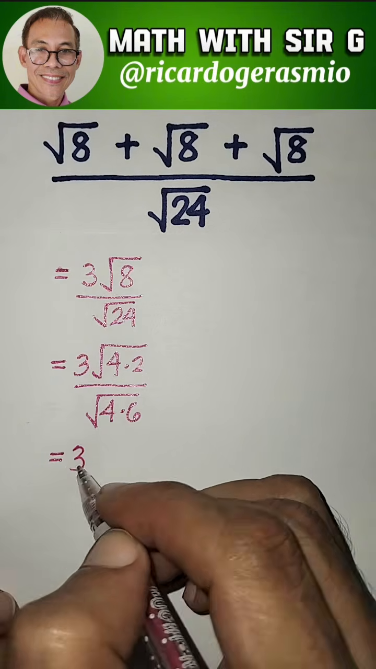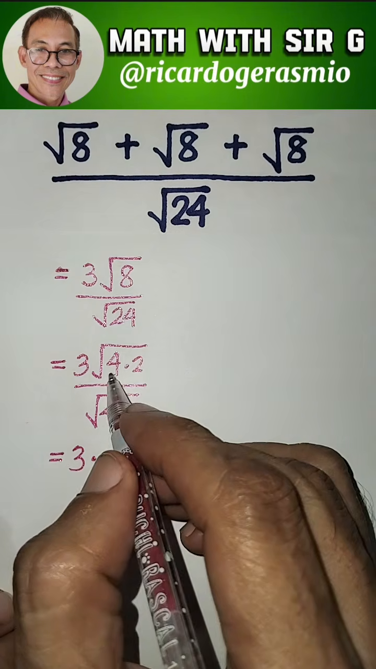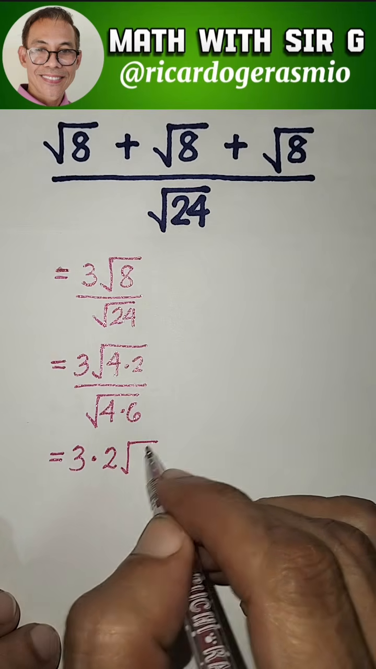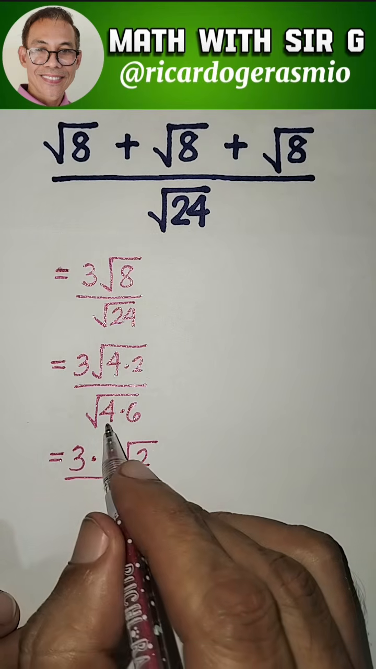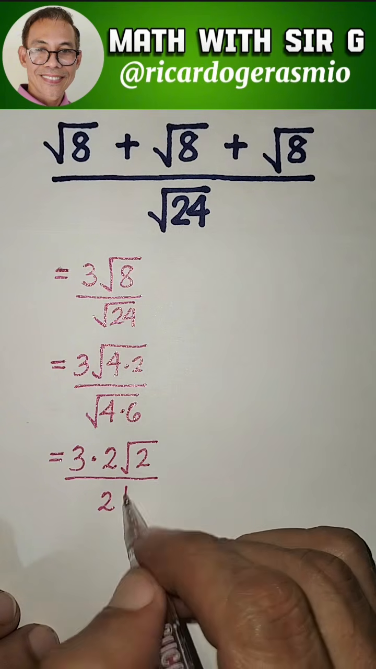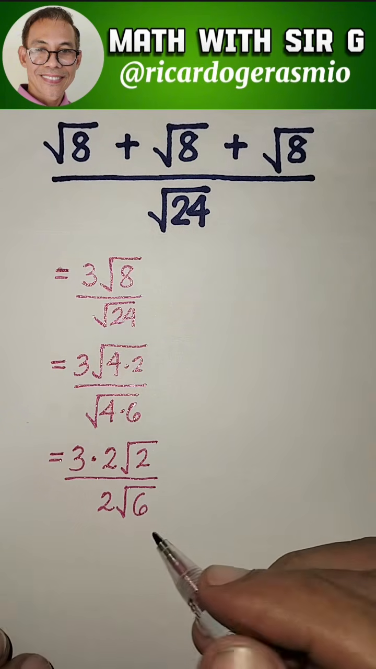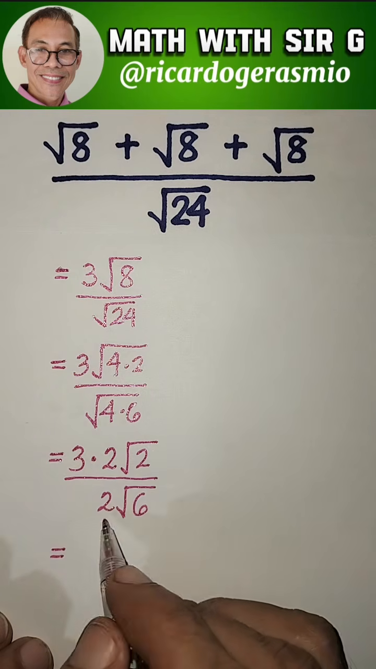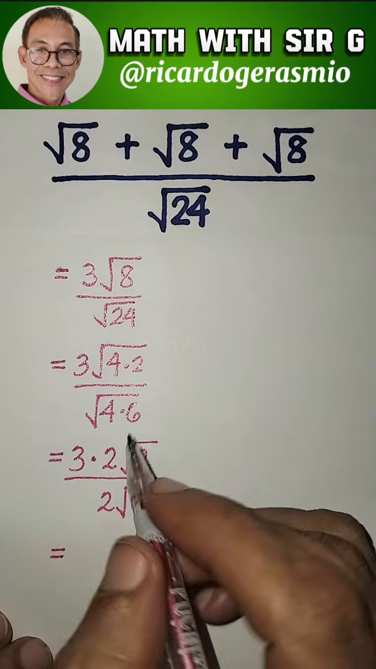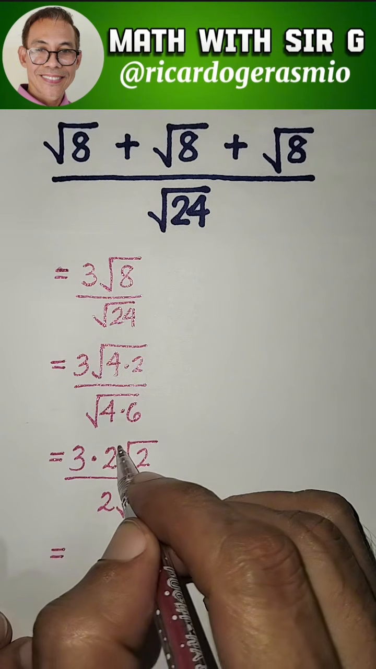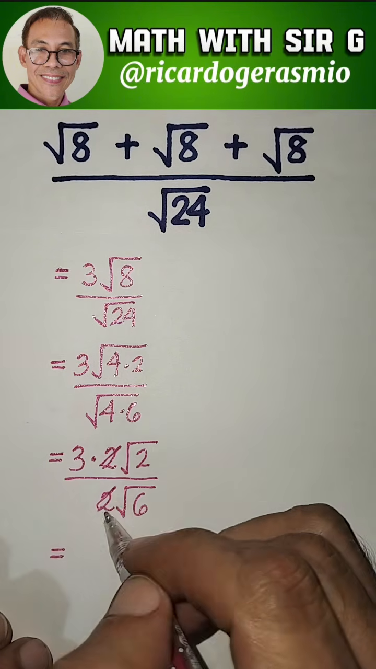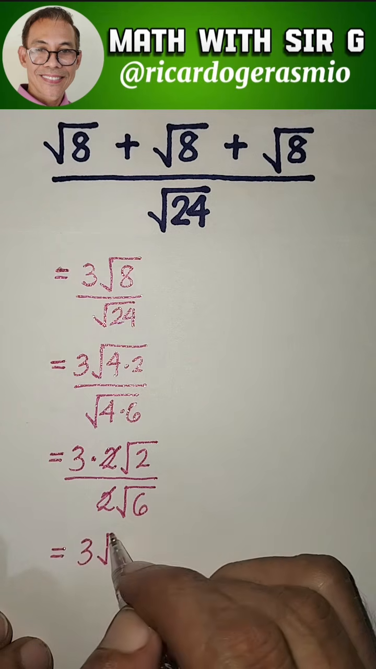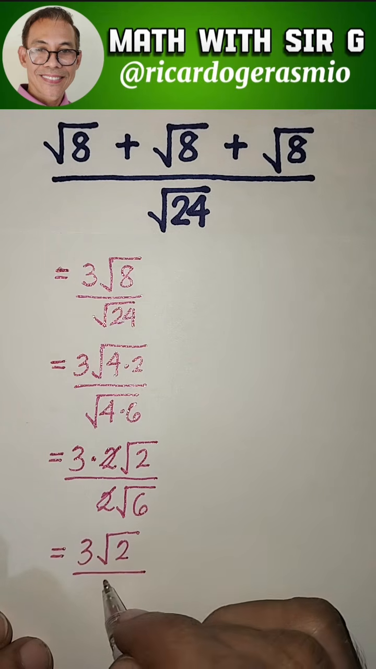So copy 3 and then times the square root of 4, which is 2, and then square root of 2, over the square root of 4, which is 2, then square root of 6. Okay guys, so next let's multiply. 3 times 2 is 6, then over 2. So 6 divided by 2 is 3. It is also the same as 2 divided by 2 is 1. So cancel this and then we will have 3 and then square root of 2 over square root of 6.